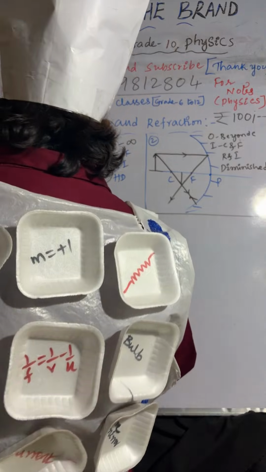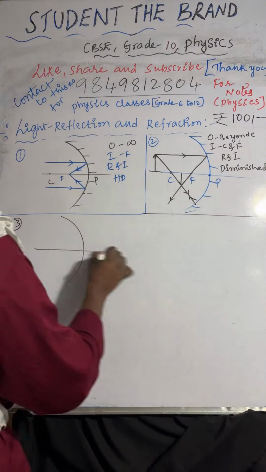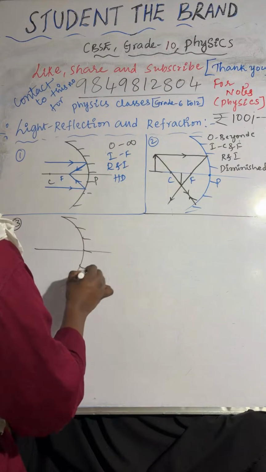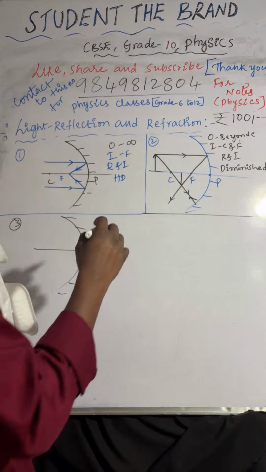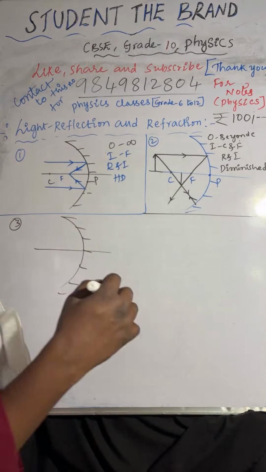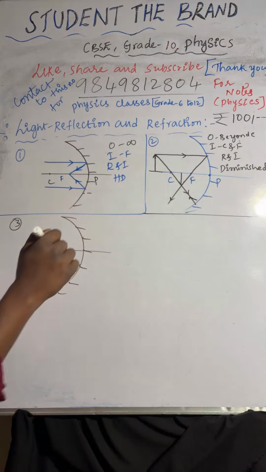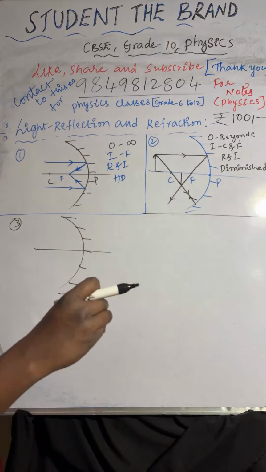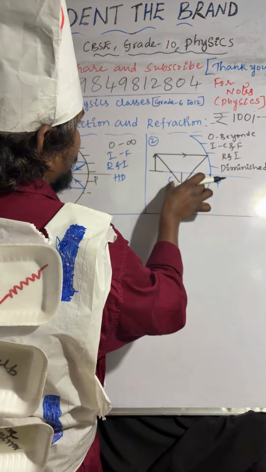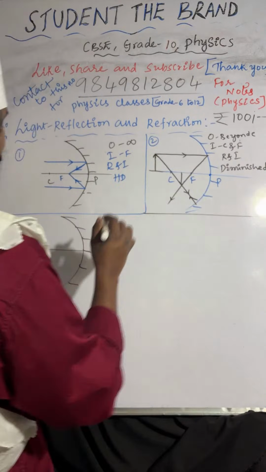Coming to the third one, here you can see. In the first case, object is placed at infinity, image is formed at focus, nature of the image is real and inverted, and size of the image is highly diminished. In the second case, object is placed beyond center of curvature, image will form between C and F, nature of the image is real and inverted, and size of the image is diminished.